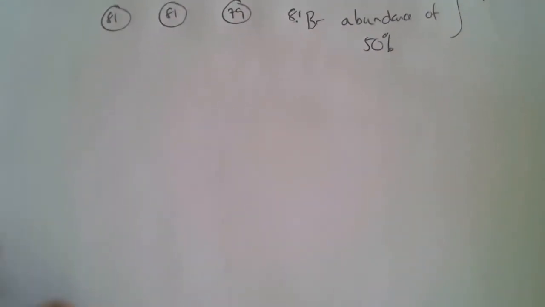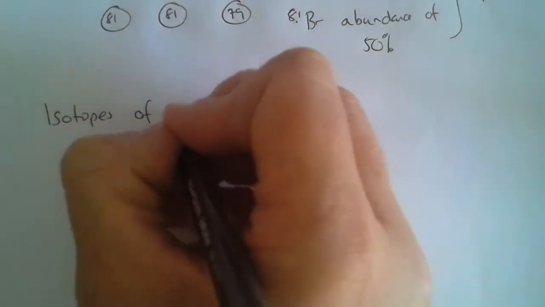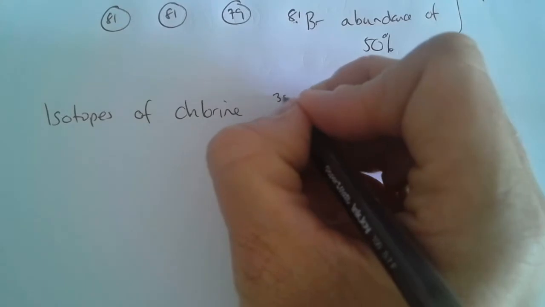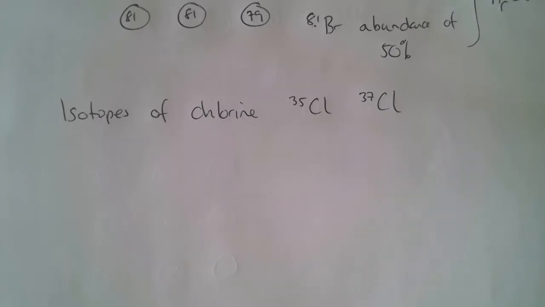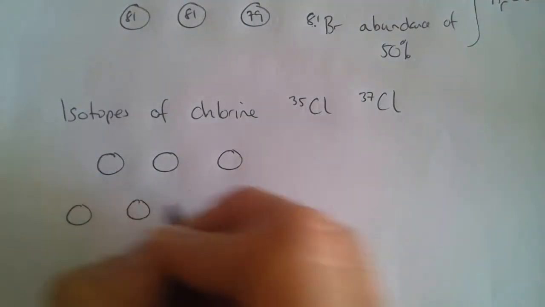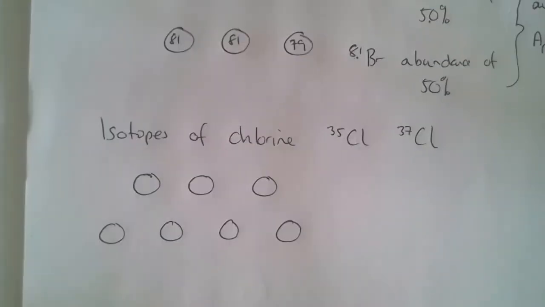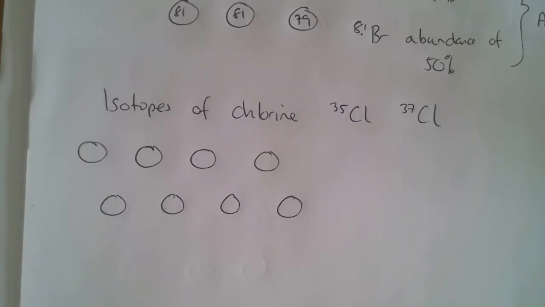So let's have a look at the isotopes of chlorine. Chlorine has 2 commonly occurring isotopes, and one of them has a mass of 35 and the other has a mass of 37. But this time the abundance is different. Let's say I was to take a sample of 8 chlorine atoms. 1, 2, 3, 4, 5, 6, 7, 8.